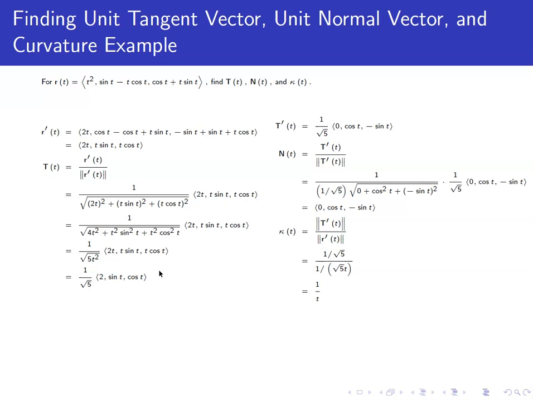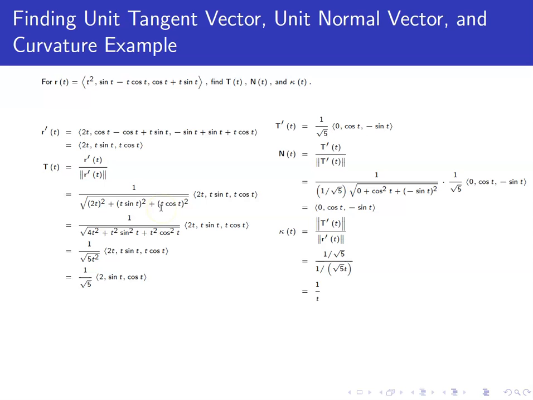Well, the first step to this is taking the derivative. So we notice that the derivative, after some simplifying, for the vector valued function is 2t, t sine t, and t cosine t. We need to make this into a unit vector to find the unit tangent vector. So we'll do 1 over the magnitude times the derivative.